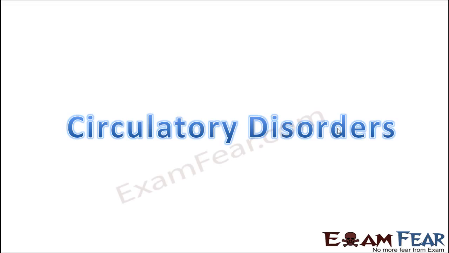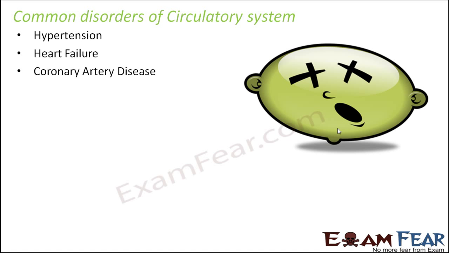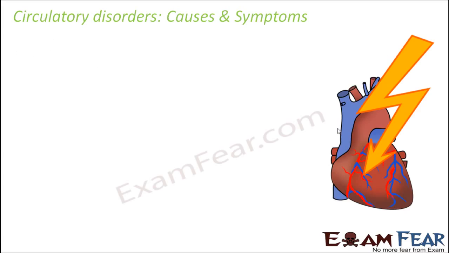Now let us look at some of the disorders which can happen due to some malfunction of the circulatory system. Some of the common disorders of the circulatory system are hypertension, heart failure, coronary artery disease, angina. These are some of the common disorders. Now, hypertension is something which I'm sure all of you are aware of. Maybe your grandparents or somebody who is very old in your family, you would have heard that they are suffering from some heart disease, or because it is something very common, especially hypertension. So let us look at the causes and symptoms of the common circulatory disorders.